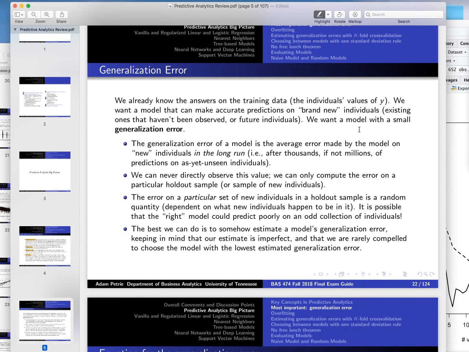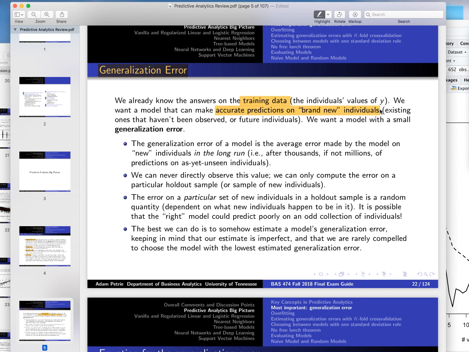Let's continue our discussion about predictive analytics by talking about how we estimate a model's generalization error and then how we choose between two or more competing models. So once again, when we're building a predictive model, all we're concerned about is that model's generalization error. We don't care how the model performs on the training data specifically. We already know the answers for those individuals. We want a model that makes accurate predictions on brand new individuals, ones that we haven't seen before. And that's what we mean by generalization. It generalizes to individuals the model's never seen.